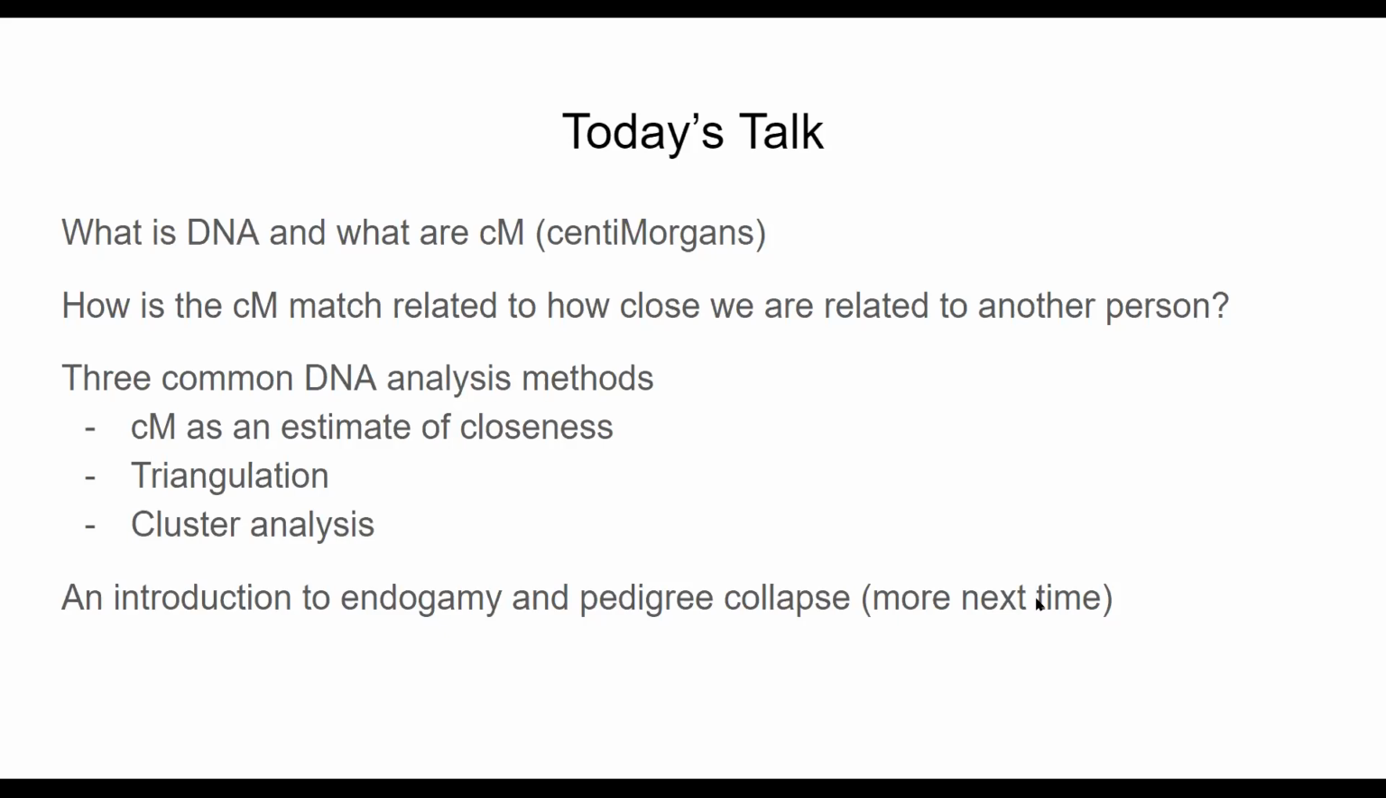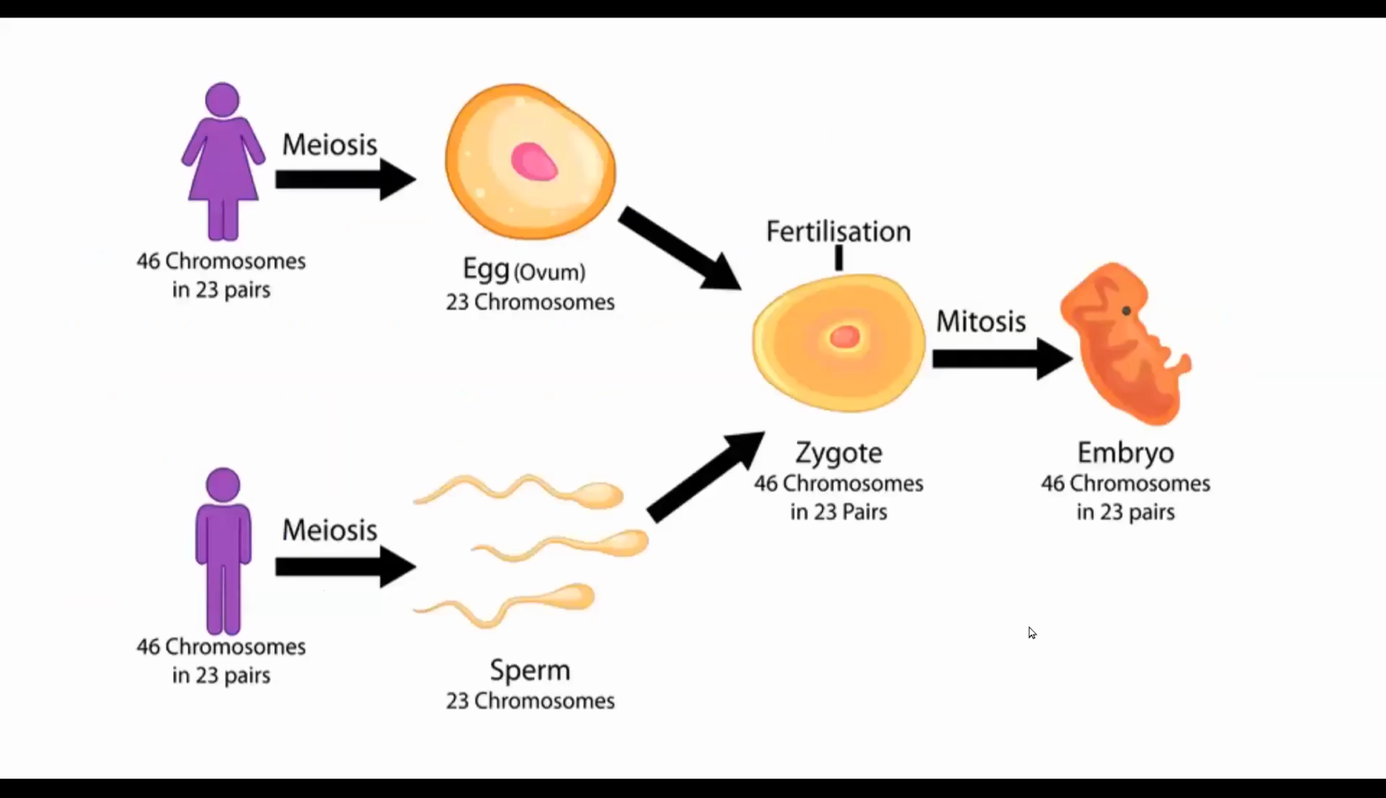At the end of this session, I'm going to do an introduction to the topics of endogamy and pedigree collapse. These are situations where there is more genealogical closeness than you normally expect. The classic example is the Ashkenazi Jewish population, which lived in a comparatively confined area, intermarried, and that means lots of genealogy, bringing lots of DNA. But now we're going to instead get our start with what DNA is.